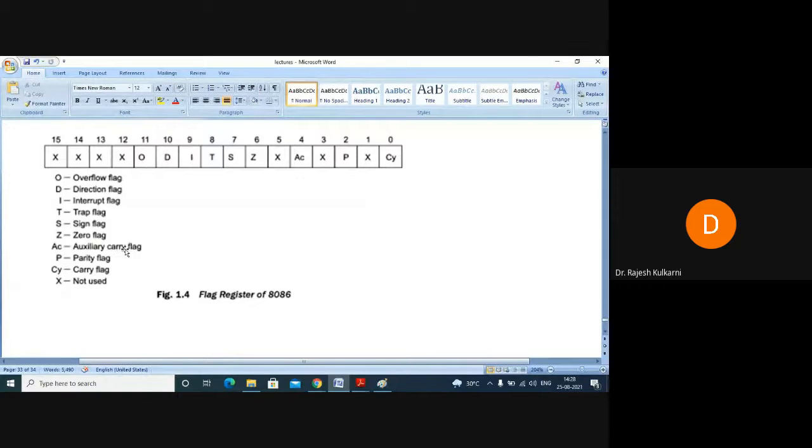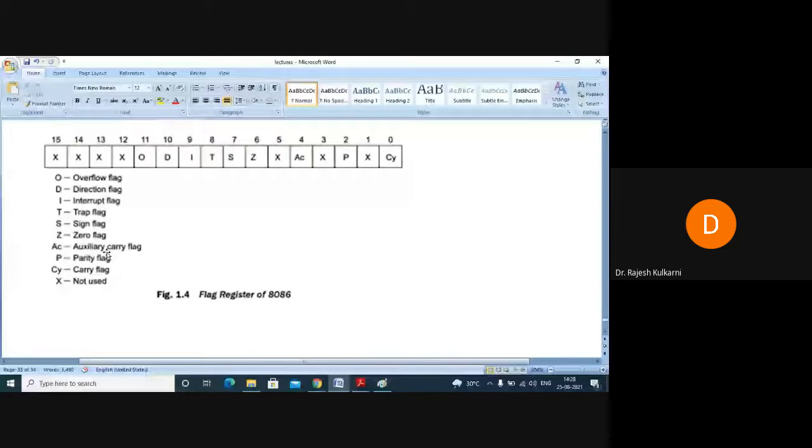Now coming to the parity flag, you know the discussion regarding parity. In other subjects also you came across parity, called odd parity and even parity. This parity flag will be set if the lower byte of the result contains an even number of ones. When will the parity flag be set? When you have an even number of ones in the lower byte. This was about the status flags.